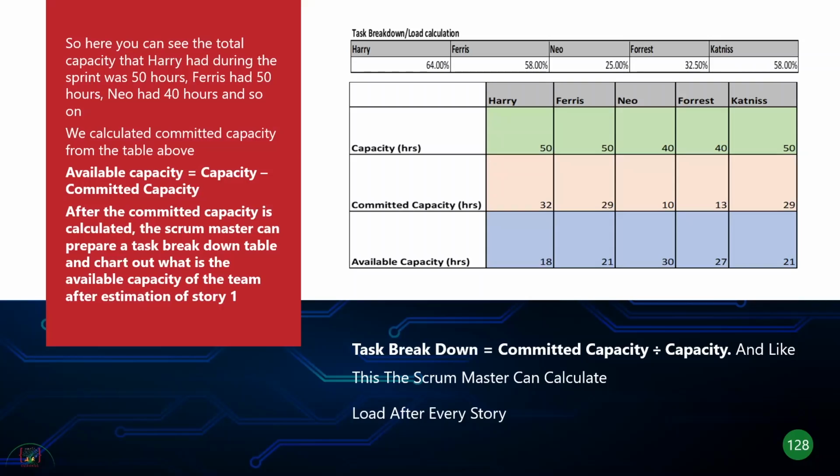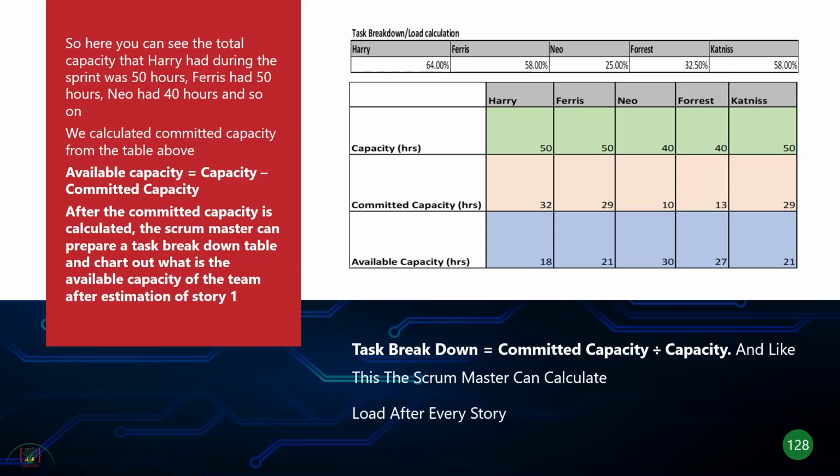So given that in 10 days, the total capacity that I have for all the 5 members is the top row, right? So Harry has 50, Ferris has 50 hours, Neo has 40 hours, Forrest has 40 hours, Katniss has 50 hours. They can actually work.